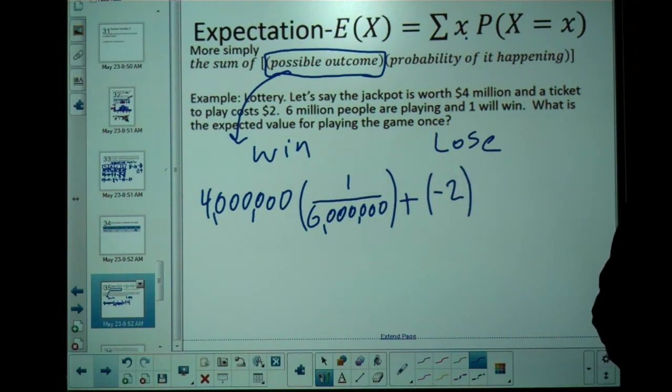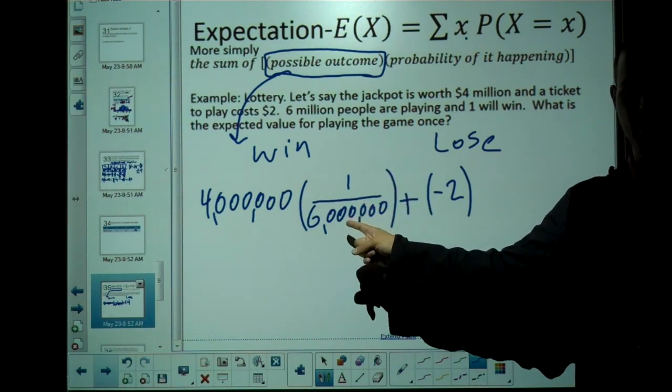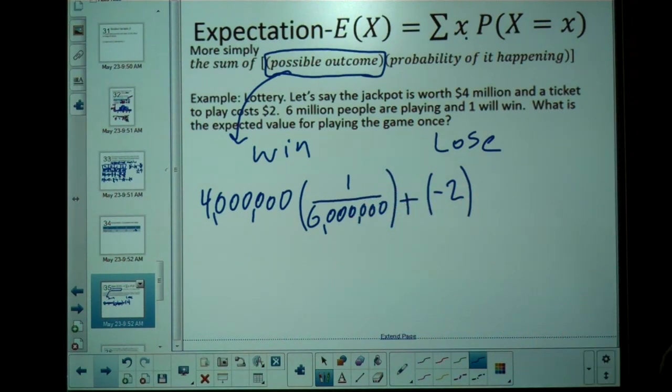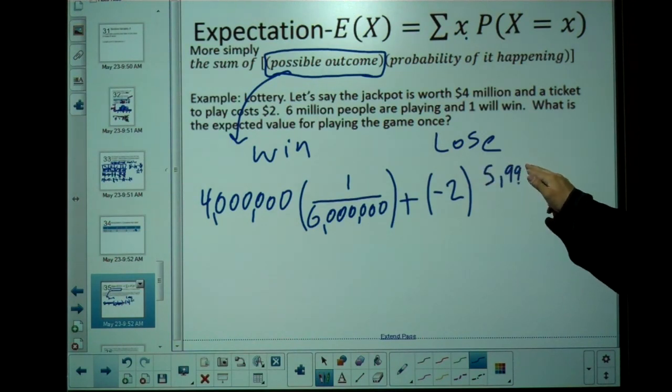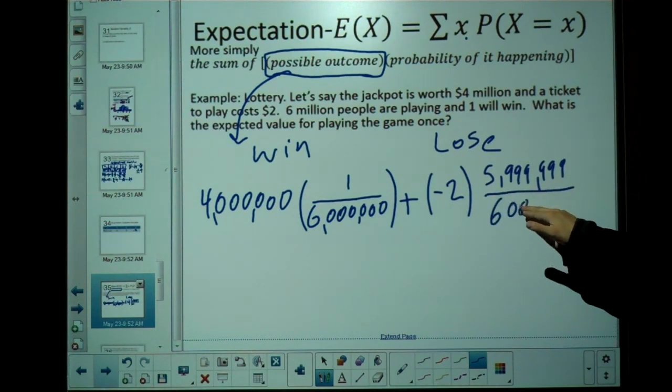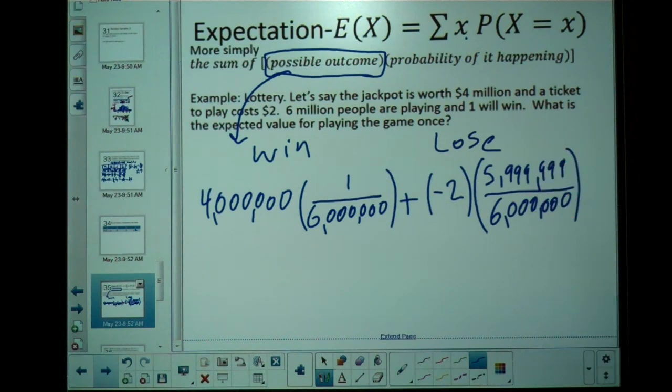And what's the probability of that happening? Well, if your chances of winning were 1 out of 6 million, we need the complement of that, what adds to 1 with it. So you have 5,999,999 out of 6 million probability of losing. So perhaps you want to pause here and grab an Inspire and type this in. I'm also going to type it in along with you here, and we'll see if we can get the same thing. So, excuse me for just a moment.